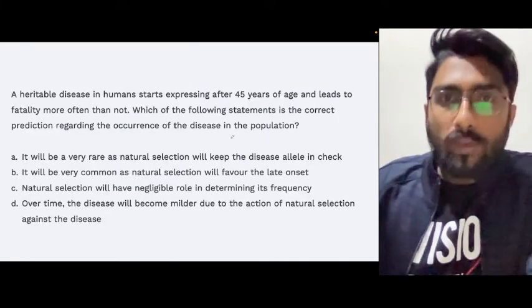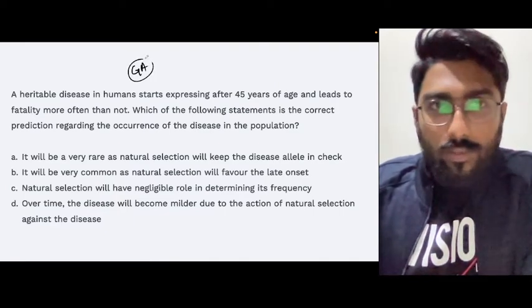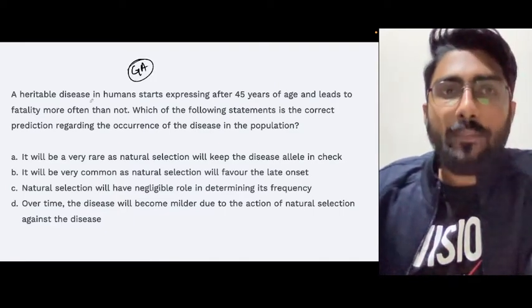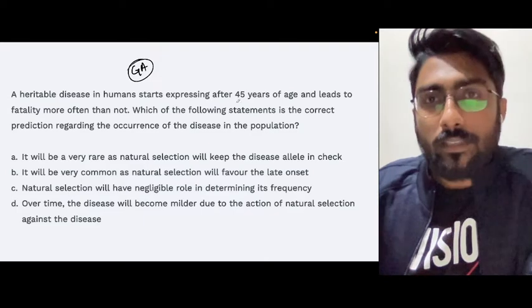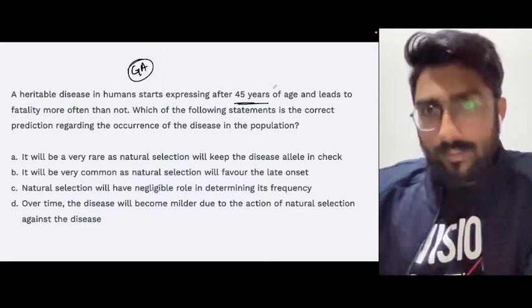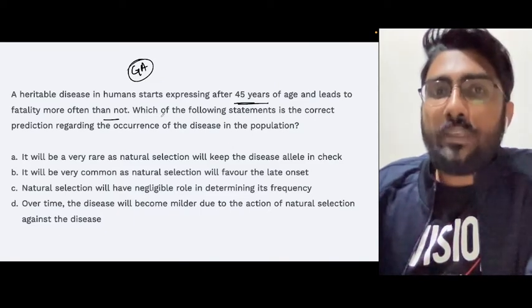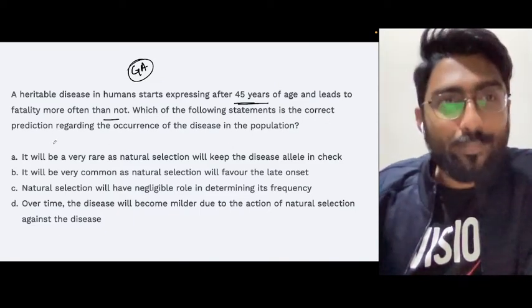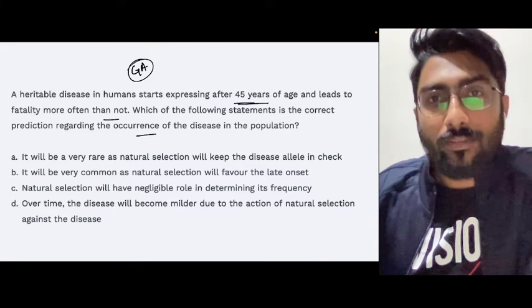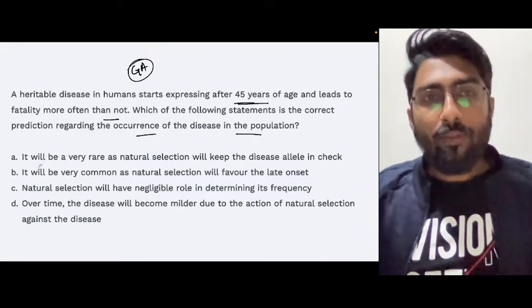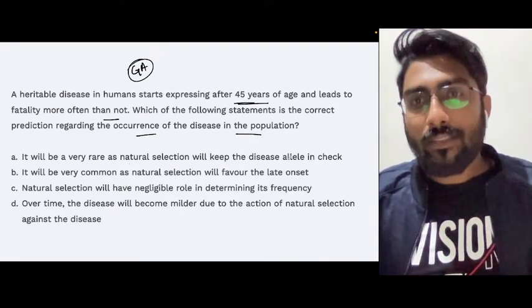Next one, this is the question from your general aptitude. I left the question in the first video. A heritable disease in humans starts expressing after 40 years of age. So late onset disease leads to fatality more often than not. Which of the following statements is the correct prediction regarding the occurrence of disease in the population? It will be very rare as natural selection will keep the disease allele in check.